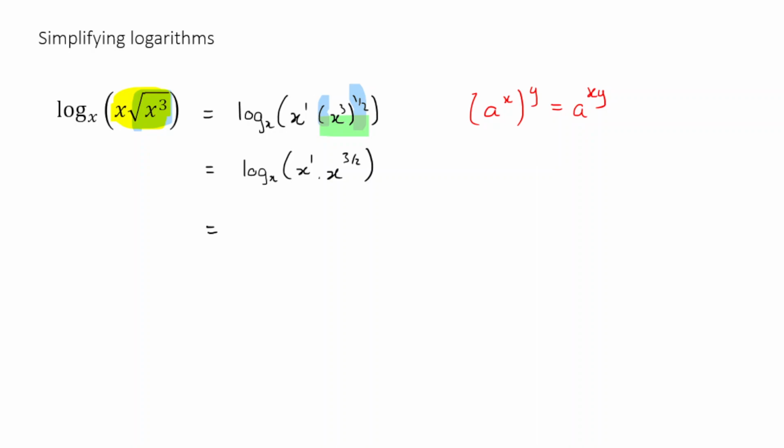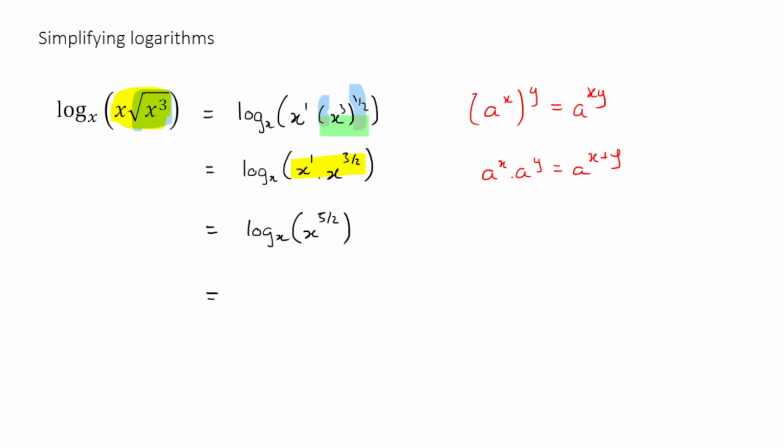So here now what we have is x to the power of 1 times x to the power of 3 upon 2. Well, this is the first law that we did. a to the power of x times a to the power of y is equal to a to the power of x plus y. I add the powers. So what I should have here is log base x of x to the power of 1 plus 3 upon 2. If I do that, that's 5 upon 2 or 2.5, whatever you put.